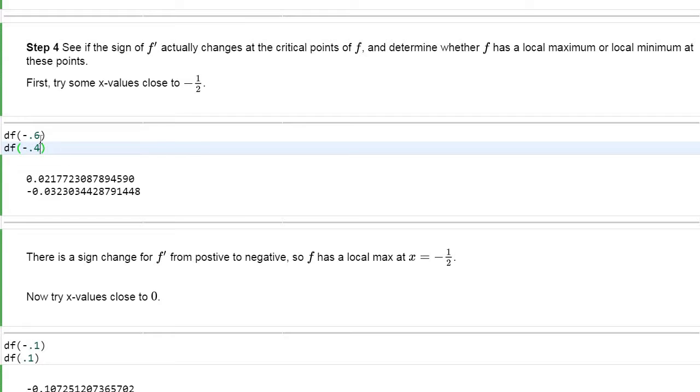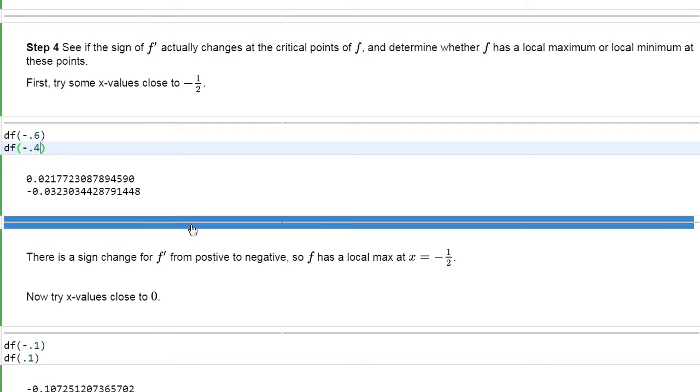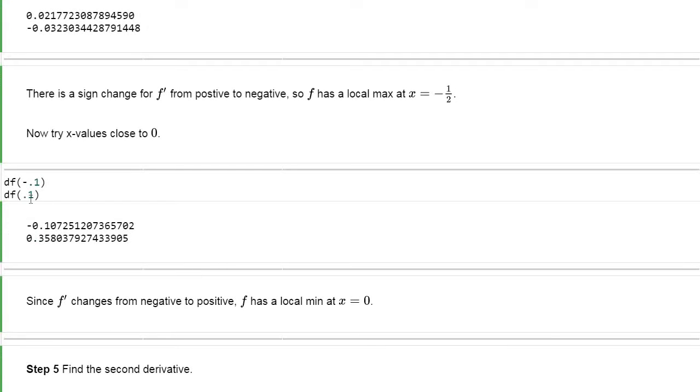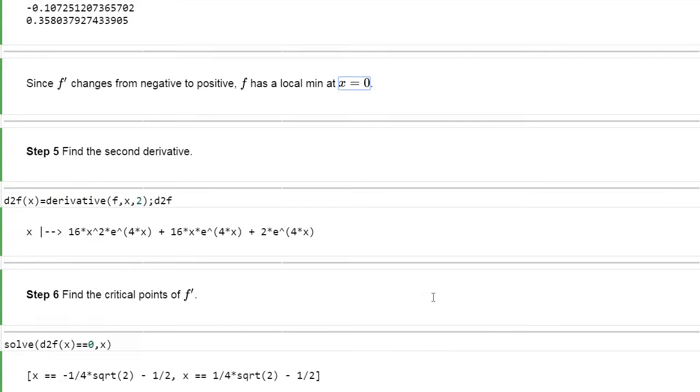By the way, I would recommend that you choose something to the left and choose something to the right in that order, so that you make sure you get this. We normally move from left to right. Positive changes to negative, increasing changes to decreasing, so you get your peak. All right, something close to 0. There's to the left of 0. There's to the right of 0. Did the sign change? Yes. From negative to positive, the function goes from decreasing to increasing. That means there's a local min at x equals 0.